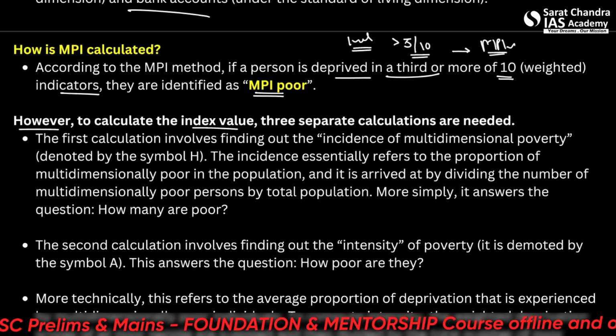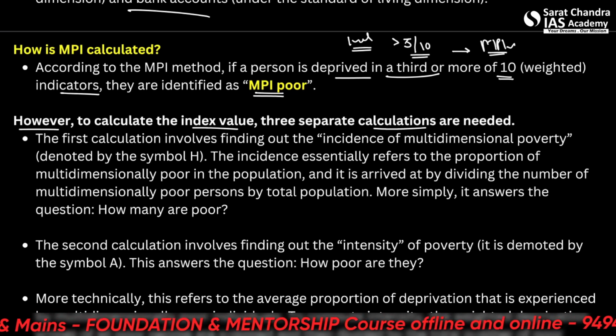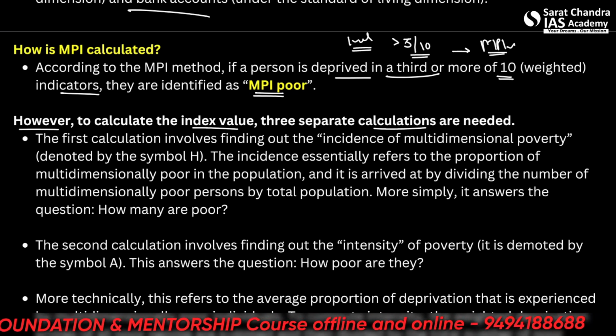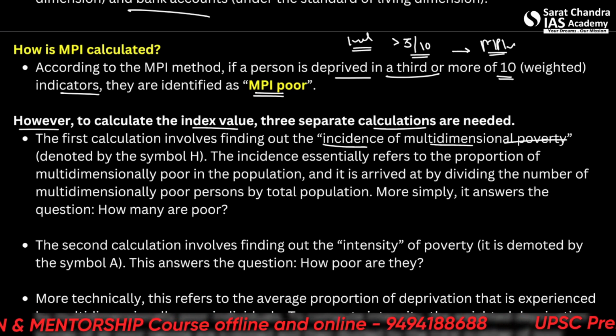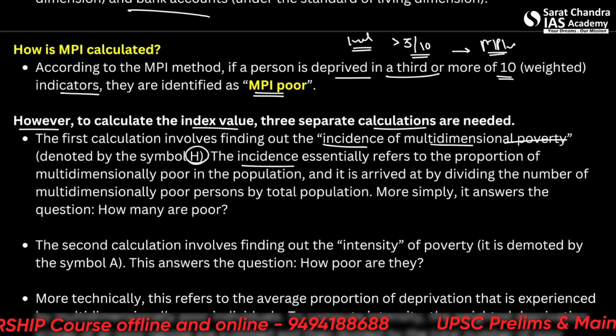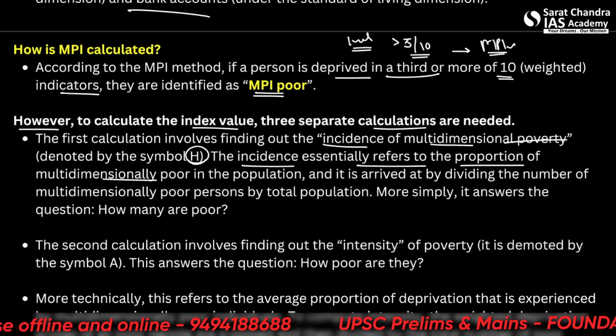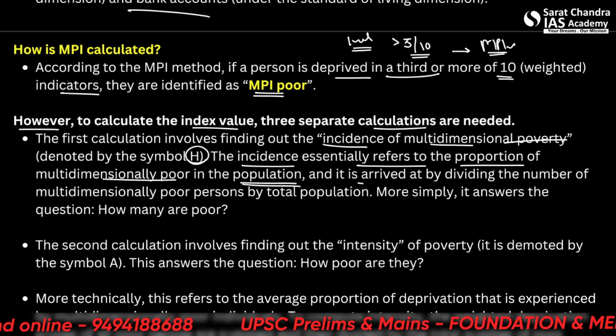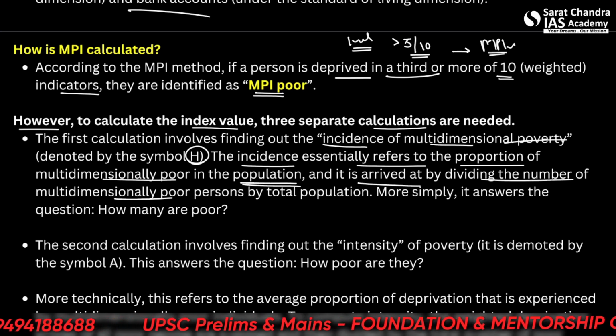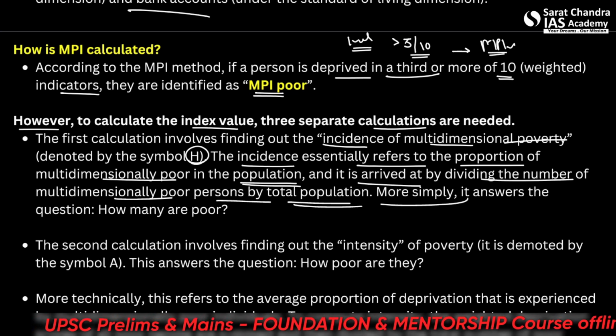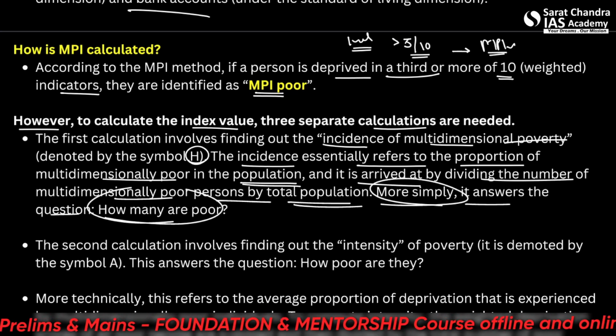However, to calculate the index value, 3 separate calculations are needed. The first calculation involves finding out the incidence of multidimensional poverty, denoted by the symbol H. The incidence essentially refers to the proportion of multidimensionally poor in the population, and it is arrived at by dividing the number of multidimensionally poor persons by the total population. More simply, it answers the question how many are poor.